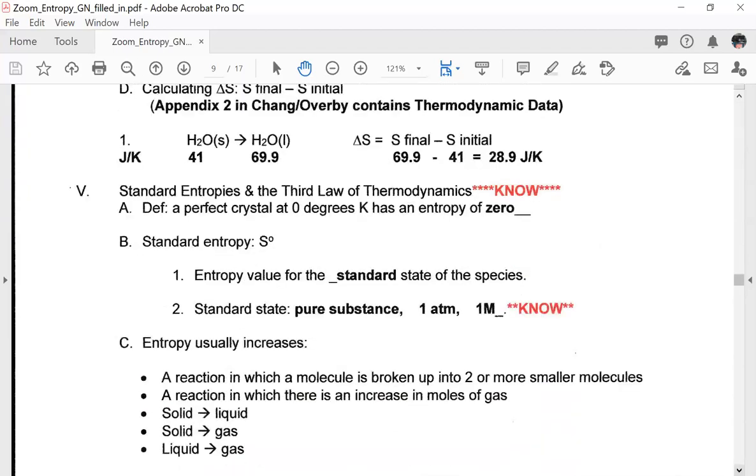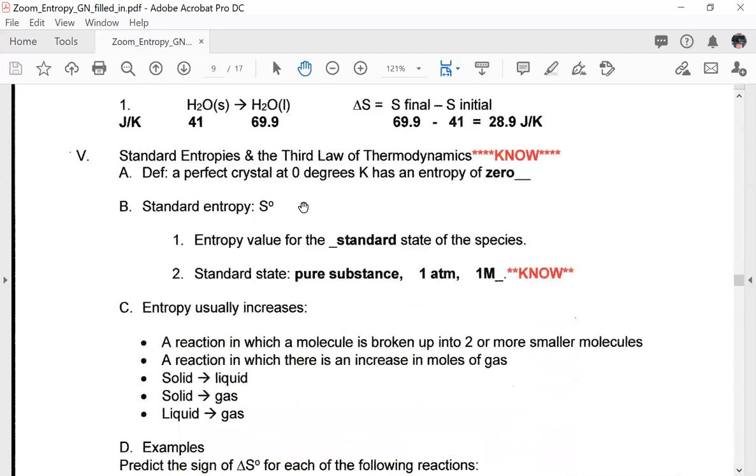So now we're going to look at standard entropy. We use this little superscript 0. This is the entropy value for standard states of the species. So the standard state is a pure substance, 1 atmosphere, 1 molar, and you're going to need to know this.